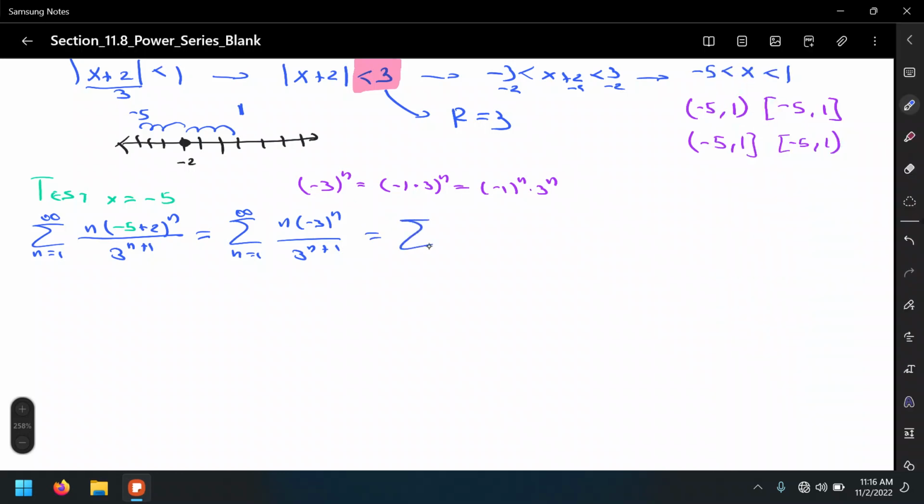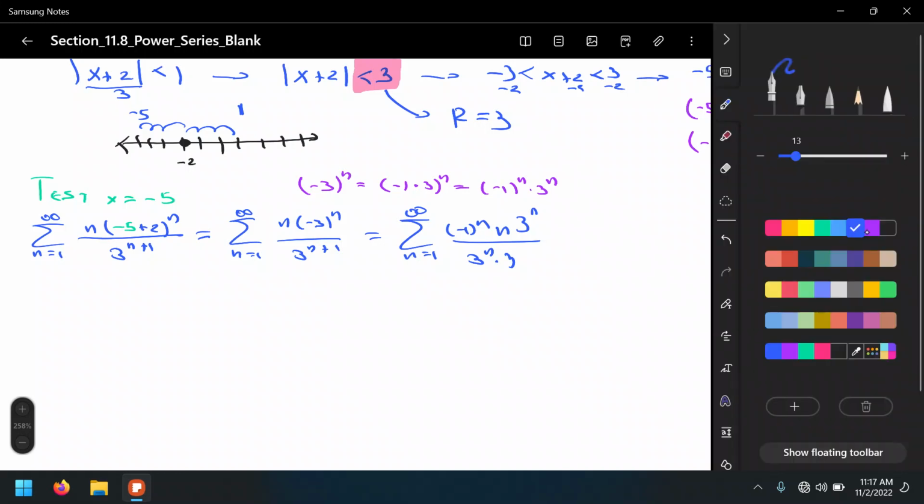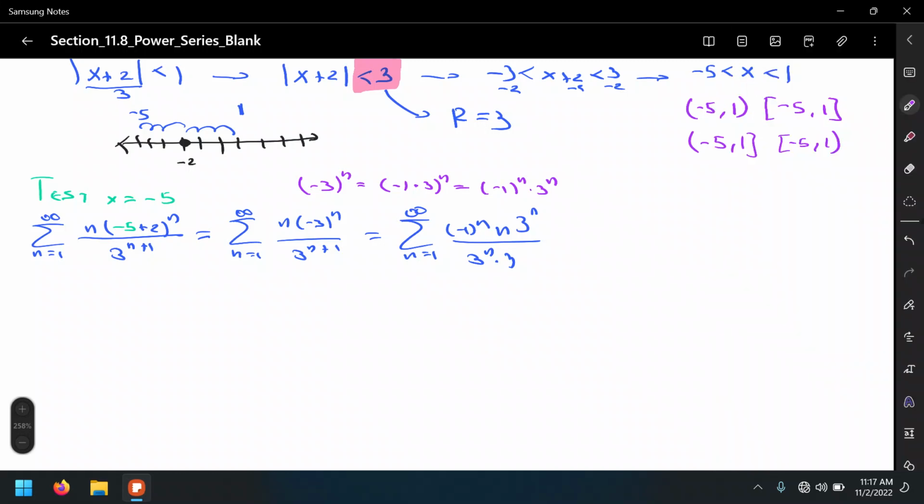So that's sigma n equals 1 to infinity, so that's (-1)^n and 3^n over 3^n times 3. 3^(n+1) is 3^n times 3 to the first, which is 3. Well, let's keep dividing out any common factors to simplify all this. So we're going to obtain this series: sigma n equals 1 to infinity of n times (-1)^n over 3.